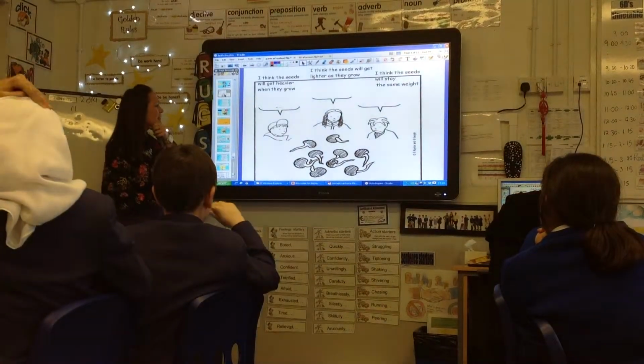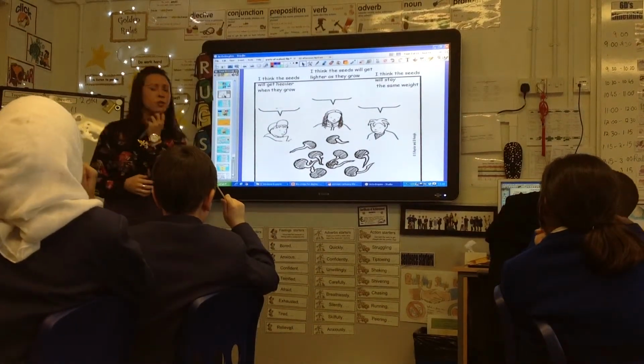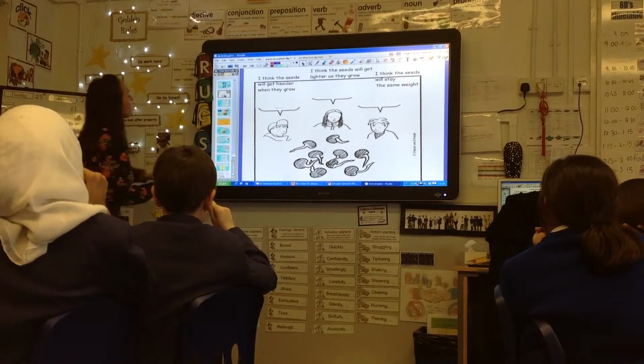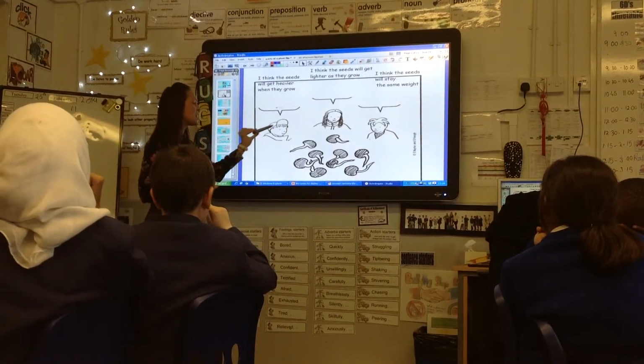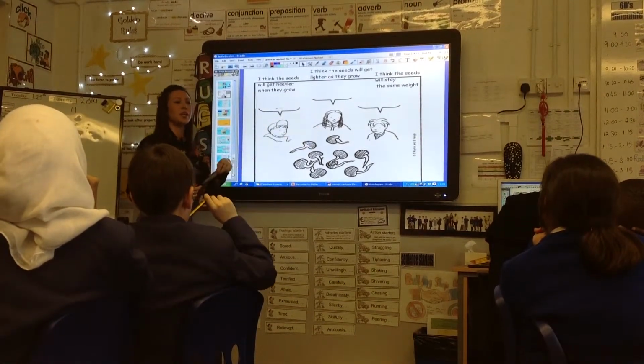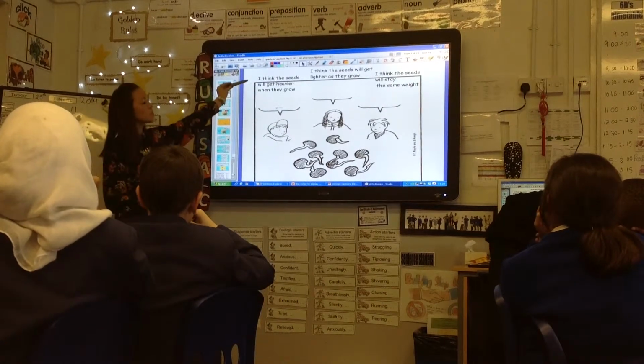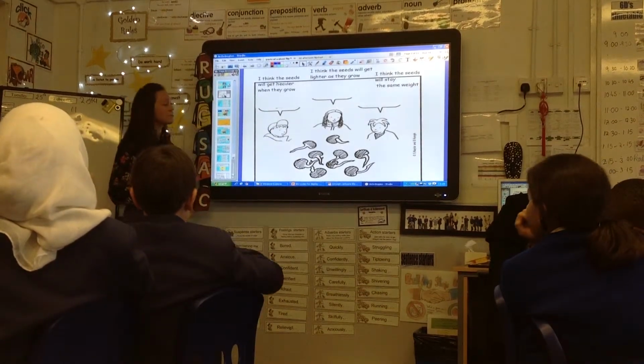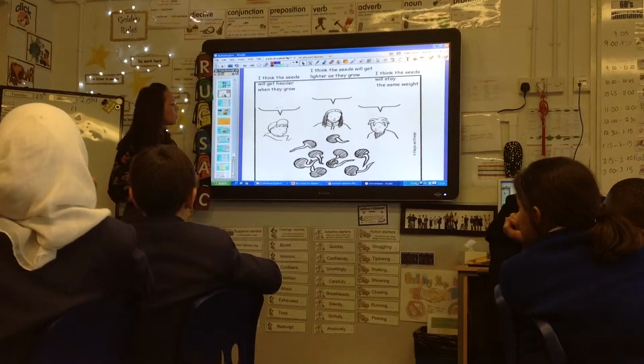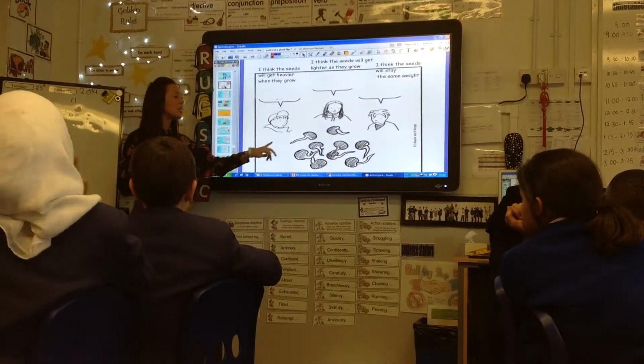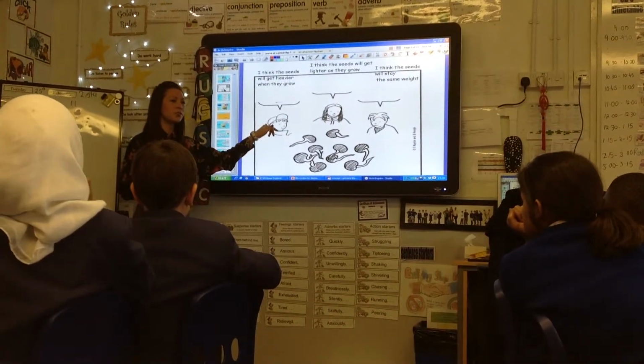First of all, to help us, we've got a concept cartoon. Now, who can read the first one? This boy, what does he think is going to happen? These are seeds, by the way. What does he think is going to happen? Alex, go on. I think the seeds will get heavier when they grow. Okay, so he thinks the seeds are going to get heavier when they grow.